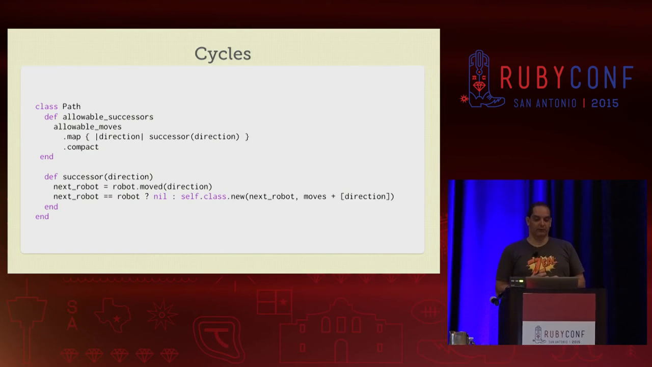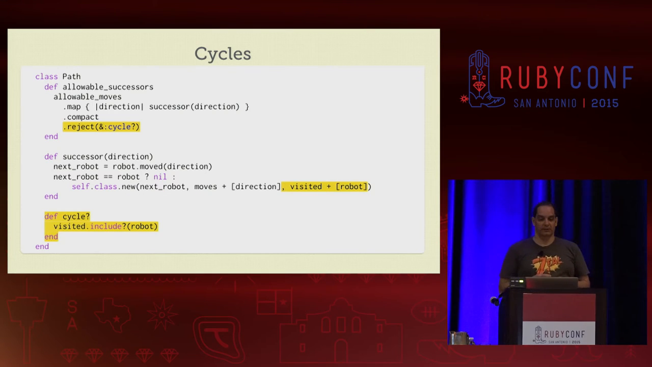So what I started with here for allow is computing the allowable successors. You haven't seen this code yet, but look at all the possible moves, generate a successor for those moves, get rid of any nils, and successor just says, give me the next robot, which is the robot moved in a certain direction, and generate a new path based on that. So you have to change that if you've got cycles to reject any cycles, and the cycle is detected just by keeping track of all of the states you've been to before.